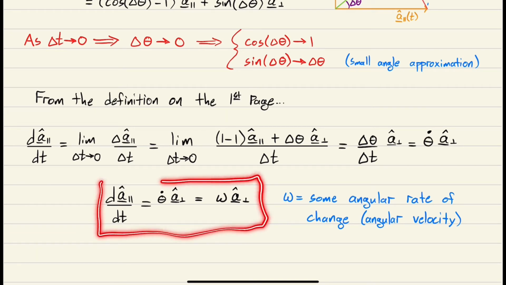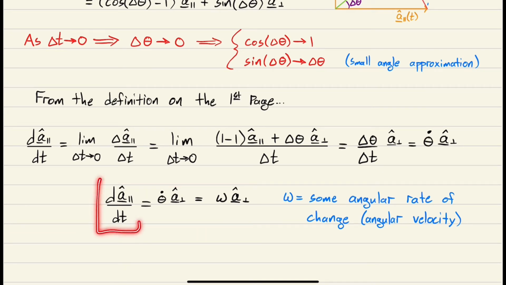Okay, so we end up with this expression here. The rate of change of our rotating unit vector, this a hat parallel, is equal to theta dot in the perpendicular direction, which we'll commonly call an angular velocity omega, in the a hat perpendicular direction. Things are getting interesting now.